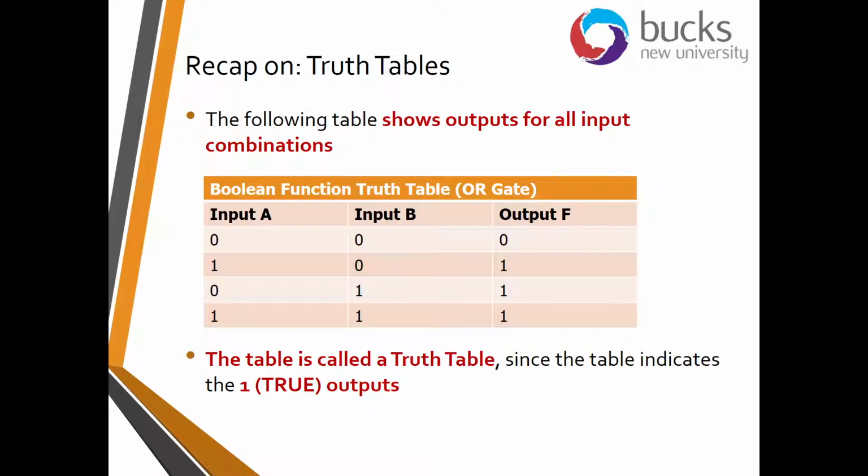So 0 or 0 is 0. 1 or 0 will be 1 as an output, because at least one input needs to be 1 in order to get an output with an OR gate. 0 or 1 is also 1, and 1 or 1 is also 1, because both inputs are 1. So the only case where we get a 0 through an OR gate is if all the inputs are 0.